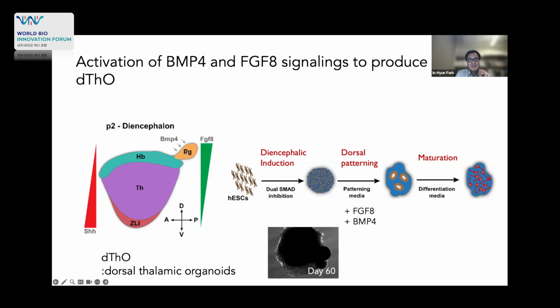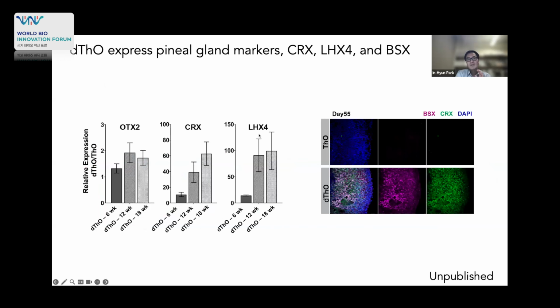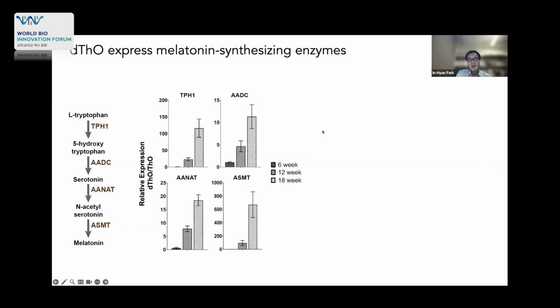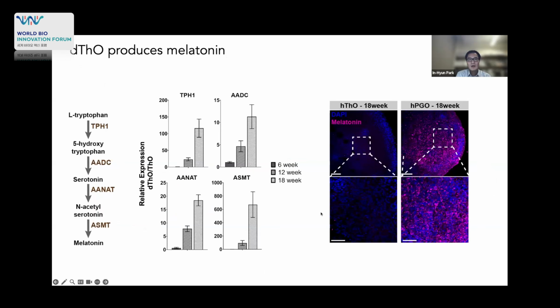We expected either pineal gland or habenula could be produced from the BMP4 and FGF8 induced thalamic organoid, but we found that only the pineal gland markers CRX, LHX4, and BSX are expressed in the dorsal thalamic organoid. These are the qPCR and immunostaining data. Also, we found that the melatonin synthesizing enzymes are expressed in the dorsal thalamic organoid. And of course, when we look at the expression of melatonin, this dorsal thalamic organoid expresses melatonin.